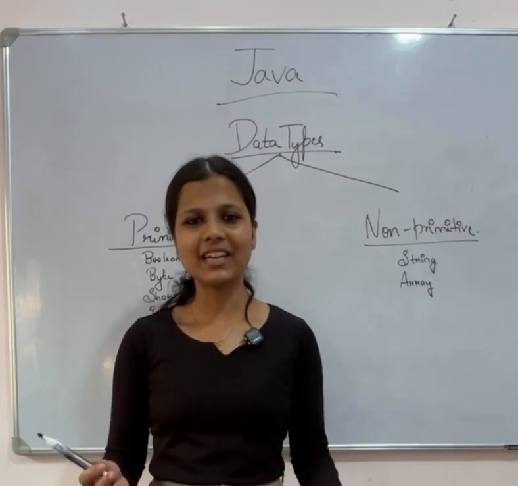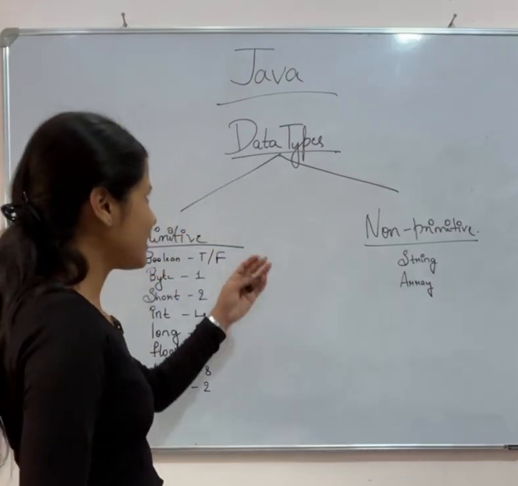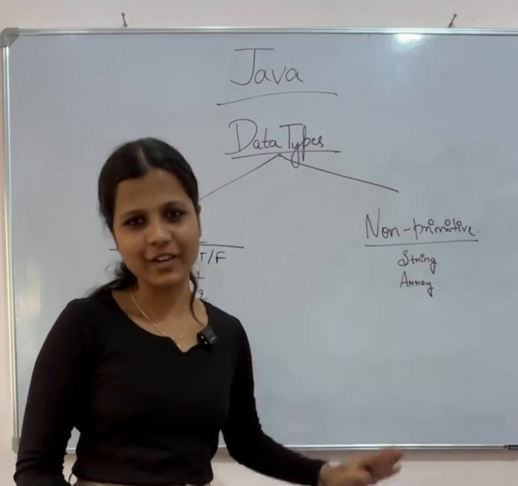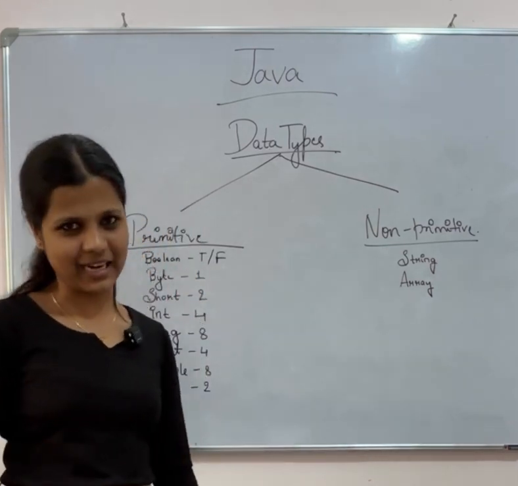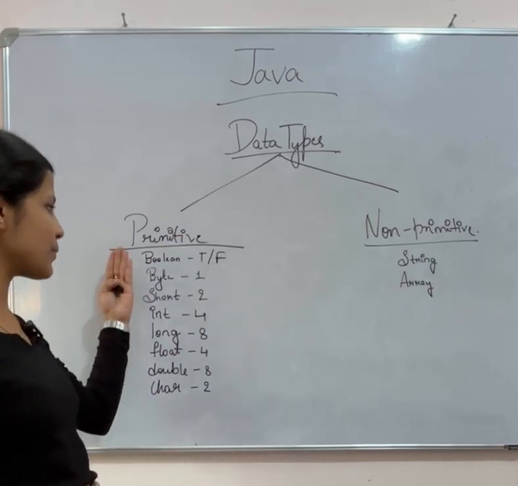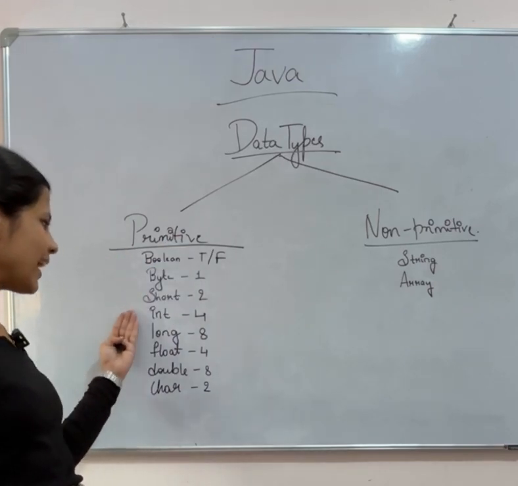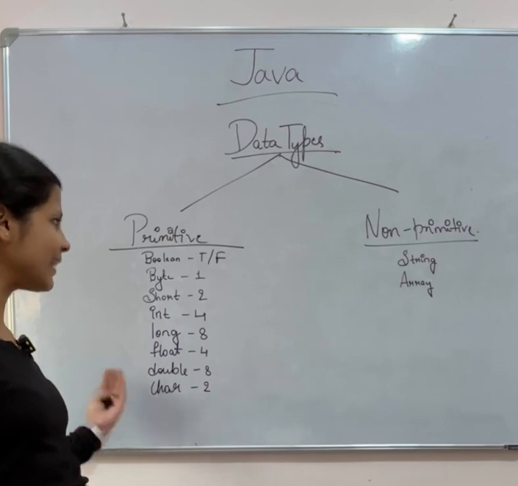Let's learn about data types in Java. Under data types, we have two types: one is primitive data types, and another one is non-primitive data types. Under primitive data types, we have boolean, byte, short, int, long, float, double and character.